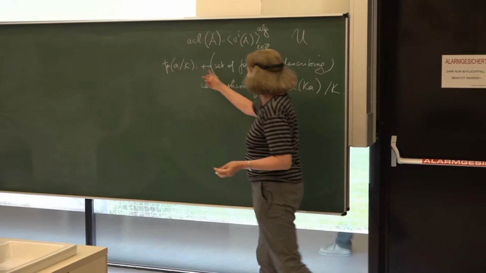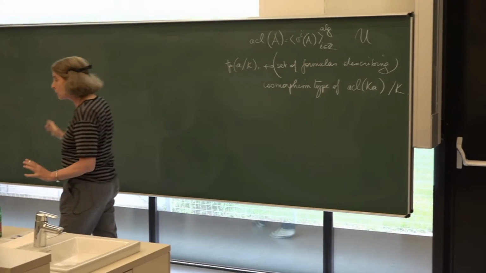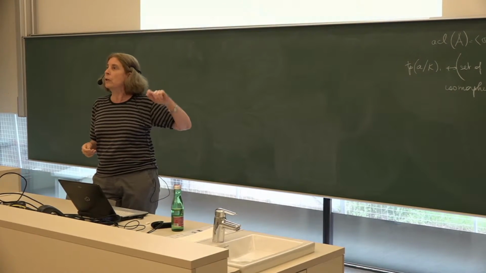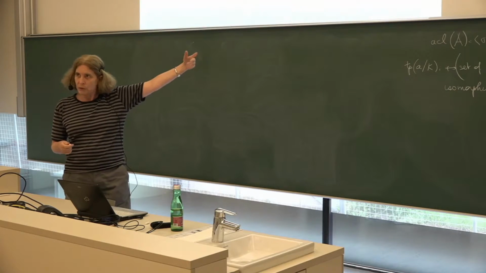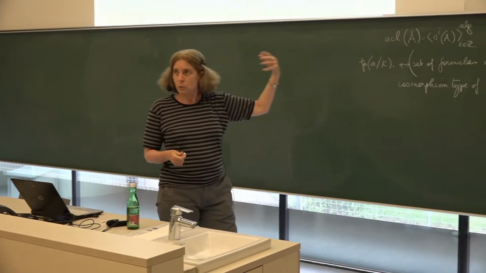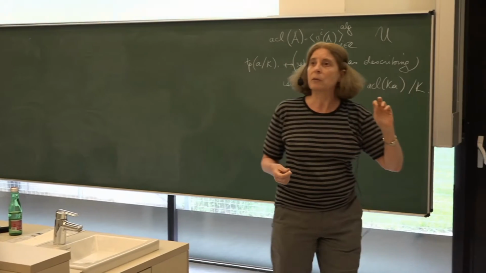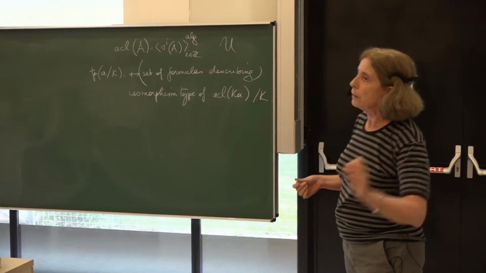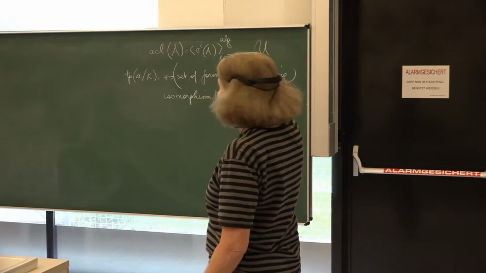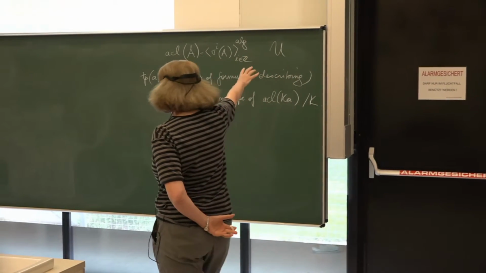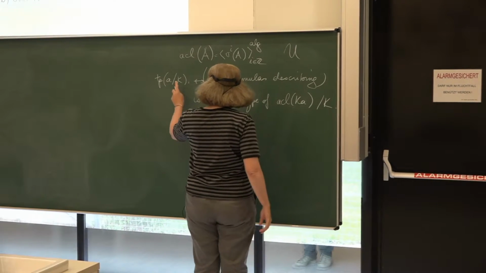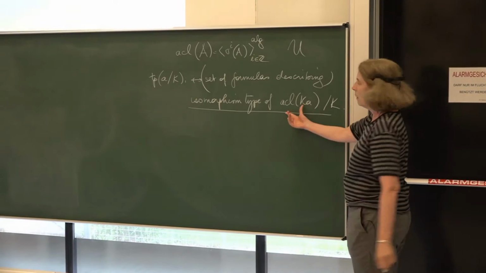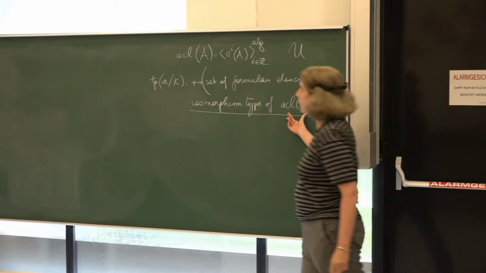So this would be the quantifier-free part of the type of A over K. But it will also say things about the algebraic closure. Think about my example with sigma of t equals qt. I needed to tell what happens to the square root of t, right? Does it go to the square root of qt or to minus the square root of qt? So these things can be expressed in our language. So for all intents and purposes, this is an abbreviation for the isomorphism type of this difference field, okay?